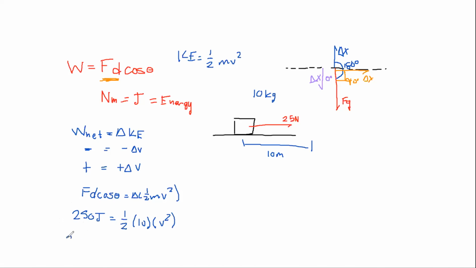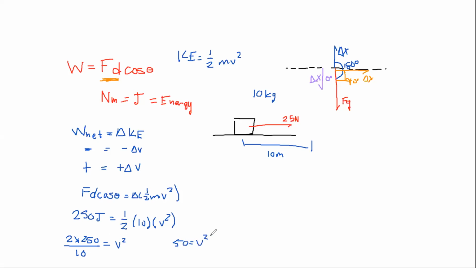So we're going to multiply this by 2. Divide by 10. Yes, it will be. Equals v squared. So we do that. We find 50 equals v squared.